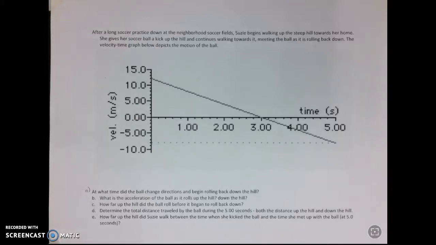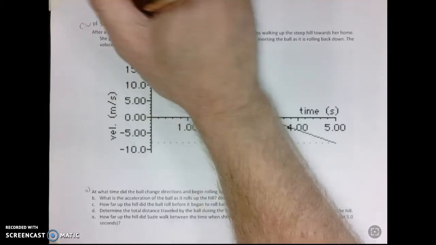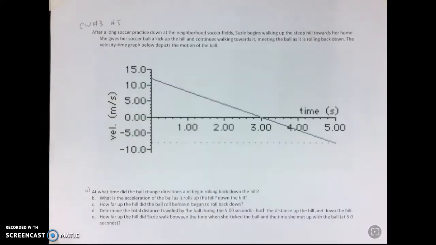We're going to go through a problem that involves a velocity time graph, specifically when we have to deal with area under the curve. This is coming from classwork number 3, problem number 5. The situation we're given here is a girl kicks a soccer ball up a hill, and as it goes up the hill, it's going to slow down, and she's walking up the hill to meet it. So the ball goes up, reaches its highest point, rolls back down, and she meets it somewhere part way at the end time of 5 seconds.